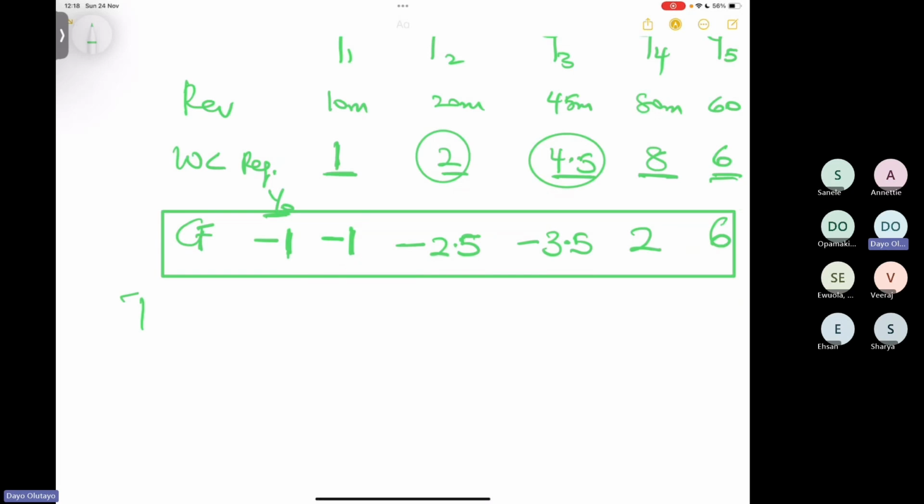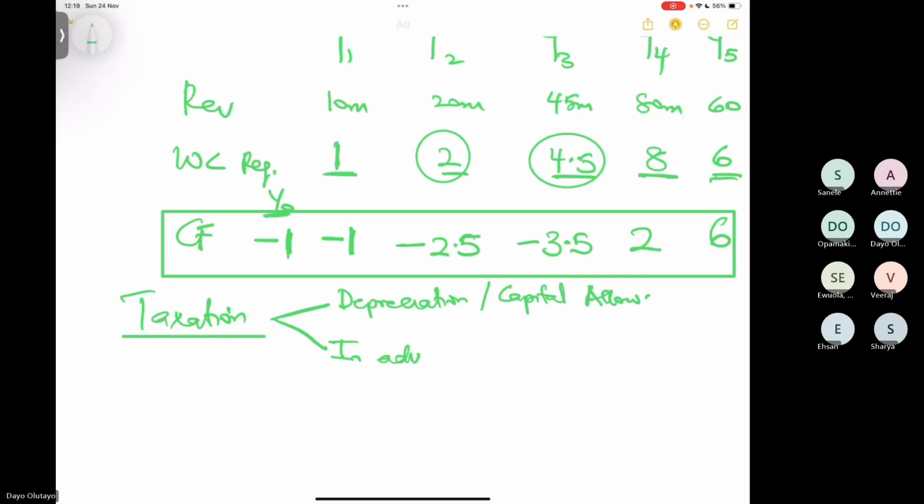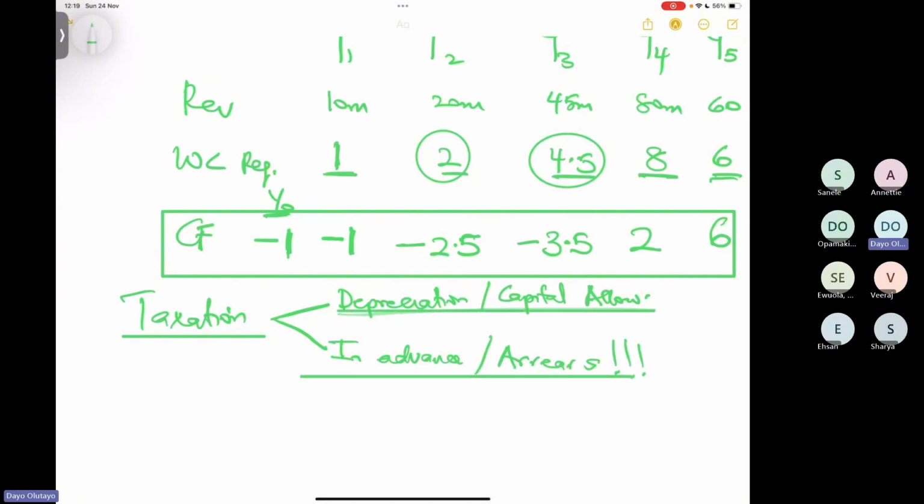The other one is taxation. And what I will tell you here is you must learn how to calculate depreciation or capital allowance, especially reducing balance. That's the most popular one they like to test. And likewise, watch out for taxes that are paid in advance or in arrears. Watch out. This is where they confuse you. For capital allowance, this is just you trying to get your tax benefits.